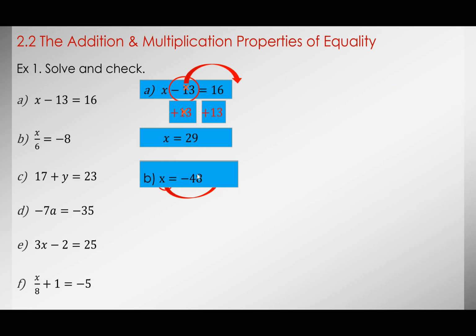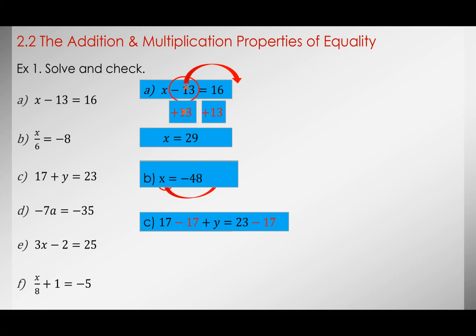So similarly, in terms of C, looking at this item here, we know that we need to get rid of the 17. And the 17 on the left is positive. And if it's positive on the left, we need to move it to the right. And again, to move it to the right, I need to subtract, which is 17 take away 17, they become 0, so your y is by itself. And again, 23 take away 17 will give you 6.